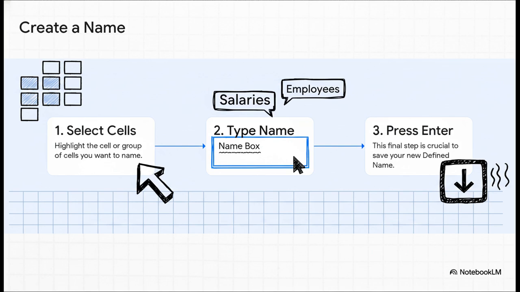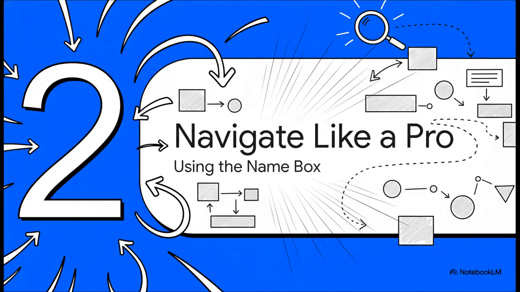Easy, right? All right, part 2. Let's talk about navigating like a pro. Because once you start naming things, you unlock a whole new way to zip around your workbook. This is where you really start to feel that speed boost.